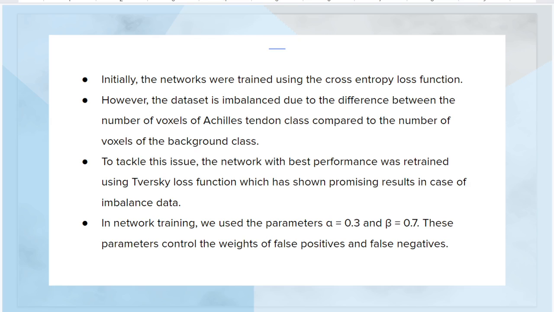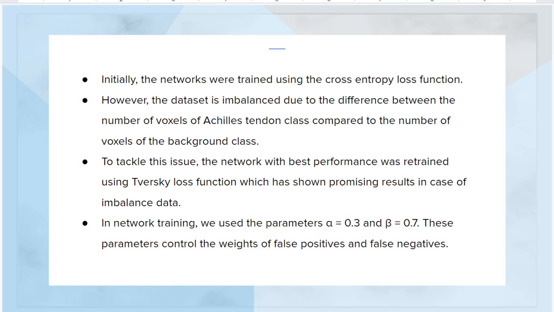Initially, the networks were trained using the cross entropy loss function. However, the dataset is imbalanced due to the difference between the number of voxels of the Achilles tendon class compared to the number of voxels of the background class. This imbalance resulted in segmented volumes larger than the ground truth volumes as a result of the large number of false positives of the Achilles class. To tackle this issue, the network with best performance was retrained using the Tversky loss function, which has shown promising results in case of imbalanced data.